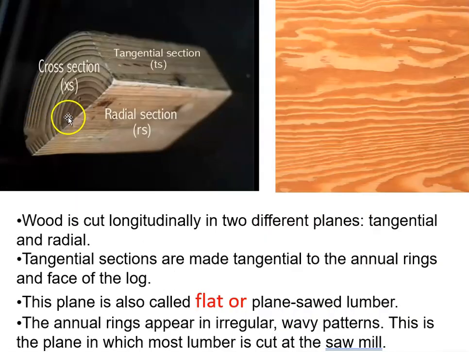And we can see that nice and clearly here. So here's a cross section in that direction. A radial section coming right through the heart of the tree, and then the tangential sections are cut, again, just touching the circle. And this is what the tangential section would look like. These annual growth rings would become these waves. And that is what that all says there.